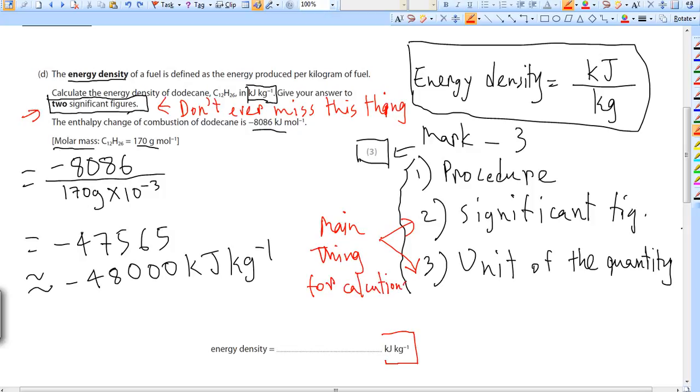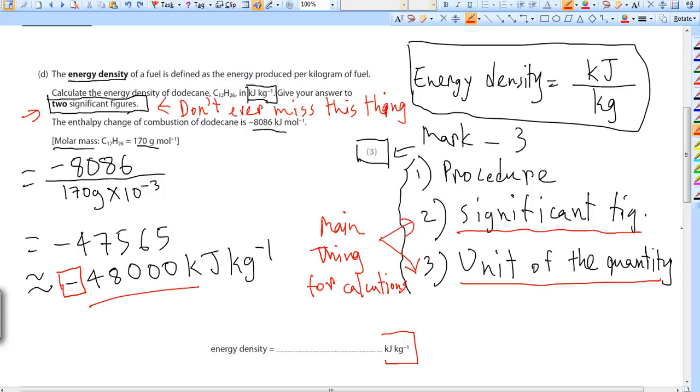Most students lose marks for these two things. The first thing is significant figure, which is the important thing, and the second one is the unit of the quantity. So don't ever forget to round this to significant figures, then the unit of the quantity, and don't ever forget to put the sign before the quantity. So don't ever forget to mention the sign of this quantity.